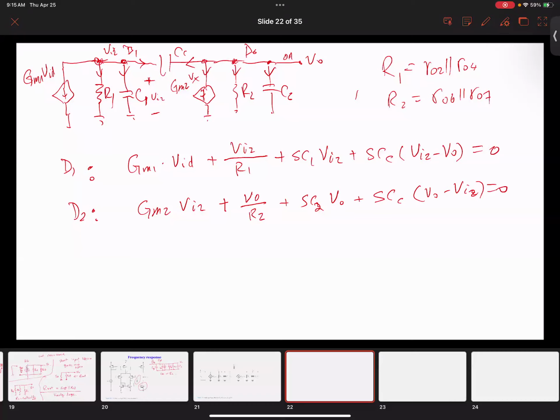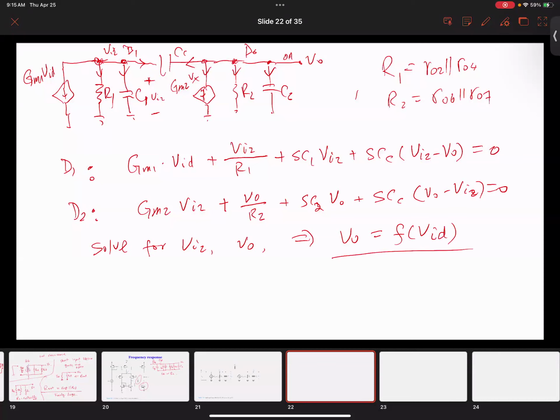So from here, we have 2 variables basically, VI2 and VO. We can solve the circuit for VI2 and VO, and eventually you will get VO as a function of VID, which is the input. If you get this ratio, then you have the gain as a function of S, which is VO over VID. Now, how much is this one? Because of the capacitance involved, this becomes a little bit complex.